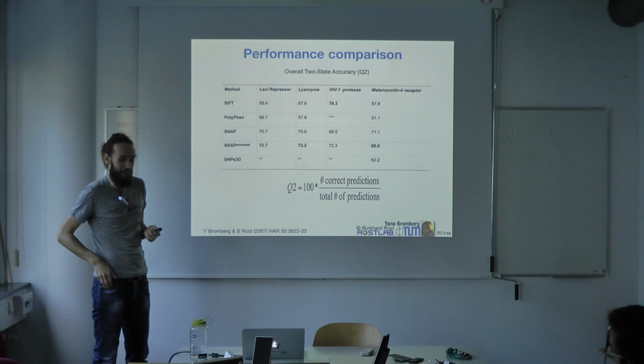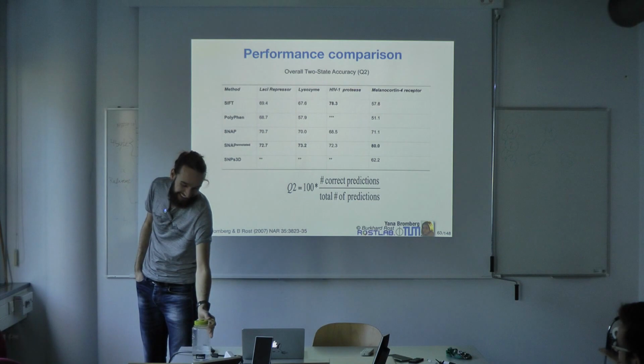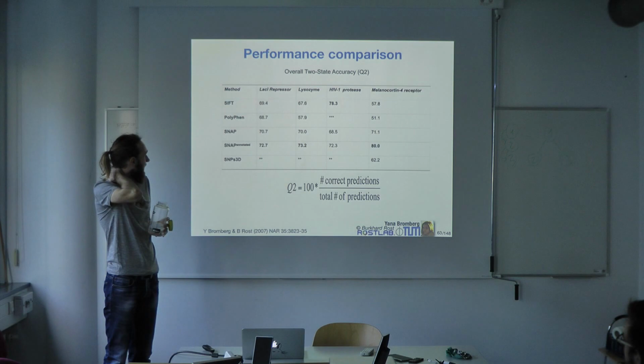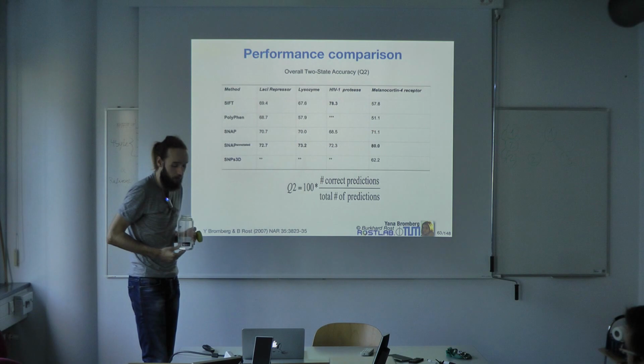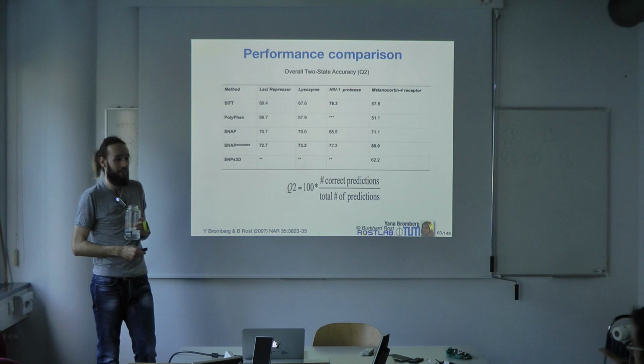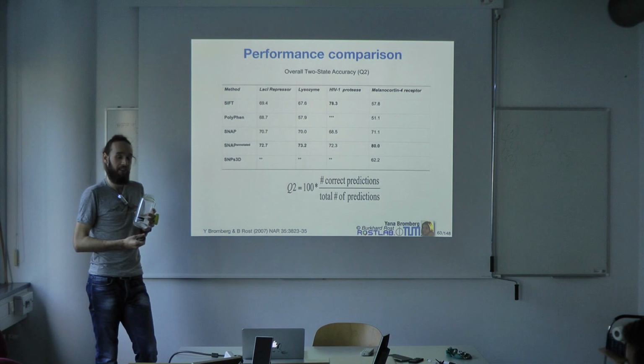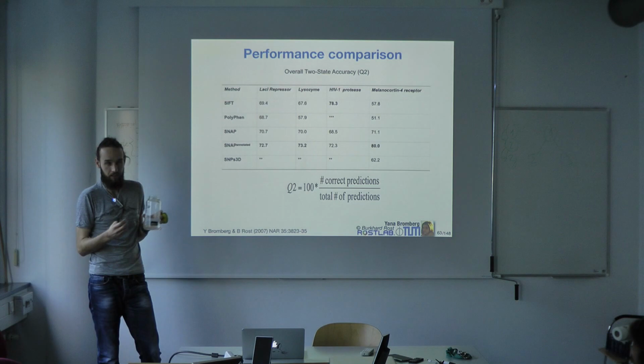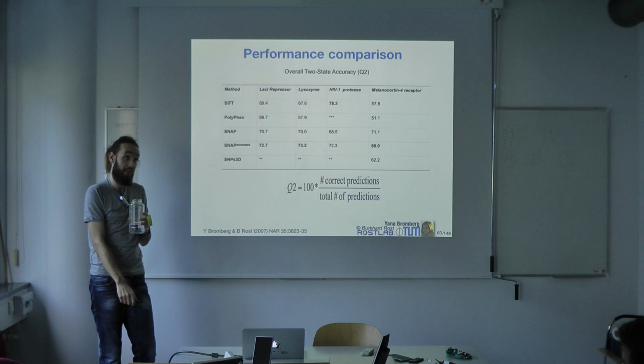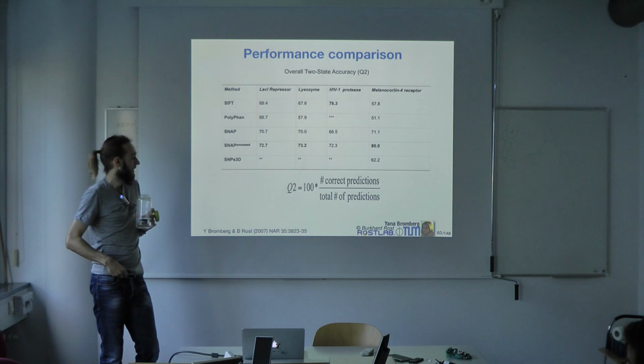Let's first of all look at the performance. SNAP's performance. The main point I'm showing this slide is to talk about the Q2 again, because that value always comes up. Q2 is a two-state accuracy, and all that means is you take all the cases that you predicted correctly and you divide it by your whole training set. So all effect variants that you predicted as effect variants plus all neutral variants that you predicted as neutral variants, divided by all variants that you put into the predictor. That's the Q2. Two because neutral and effect.